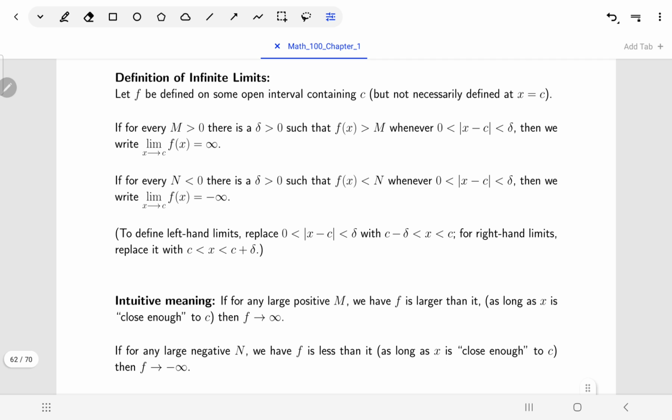So that's our intuitive meaning of it. For this formal definition, intuitively what it means is for a limit to be positive infinity, if x is close enough to c, wherever we're doing our limit at, the y values will be as big as we'd like, or in the negative infinity sense, the y values will be as small, or far to the left on the negative side of things, as we'd like.